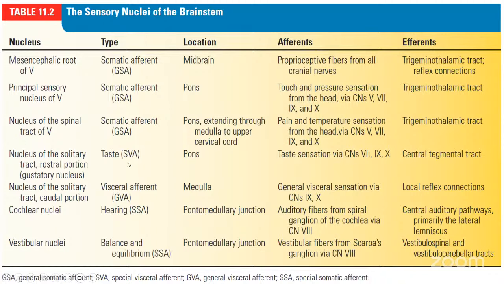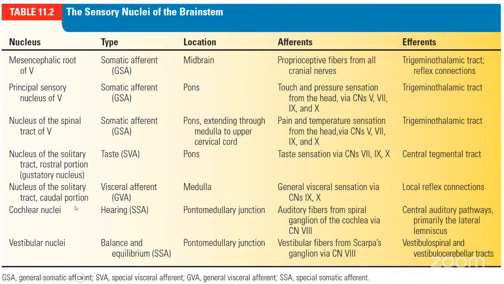Next, special visceral afferent. This is the nucleus of solitary tract, rostral portion. This is present in the pons and helps in taste sensation via 7, 9, and 10. Next, visceral afferent. This is the nucleus of solitary tract, caudal portion, present in the medulla.